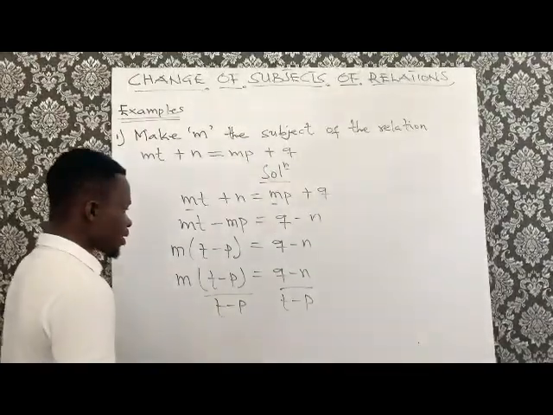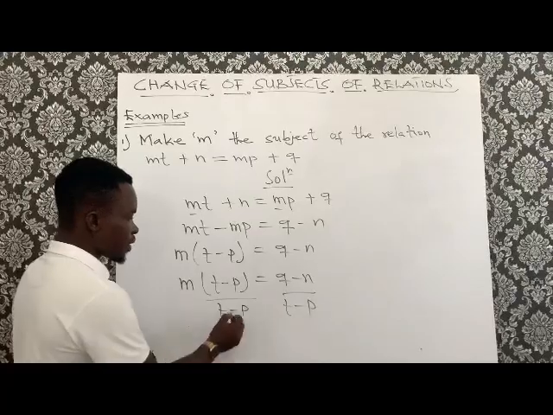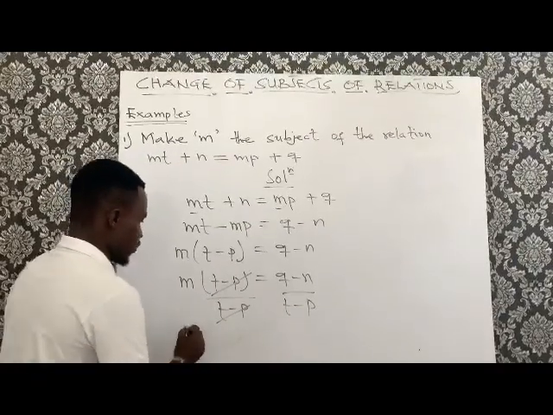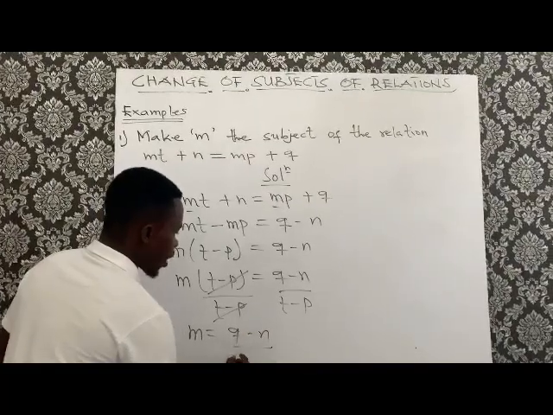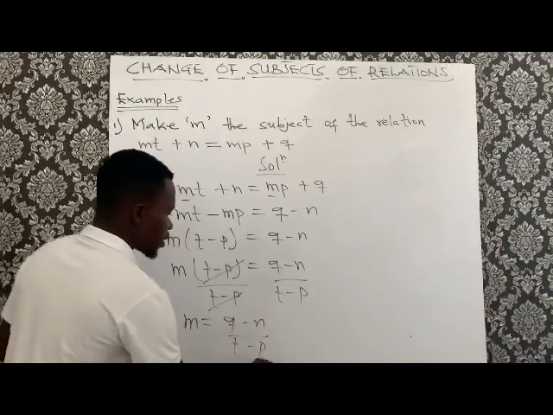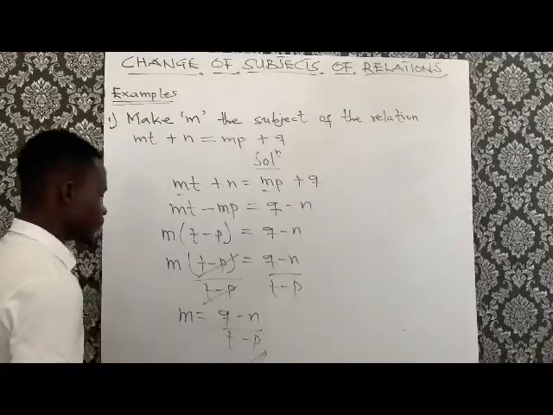Now from here, since this and this are the same, this one cancels this one. We have m equals q minus n over t minus p. This becomes our final answer.